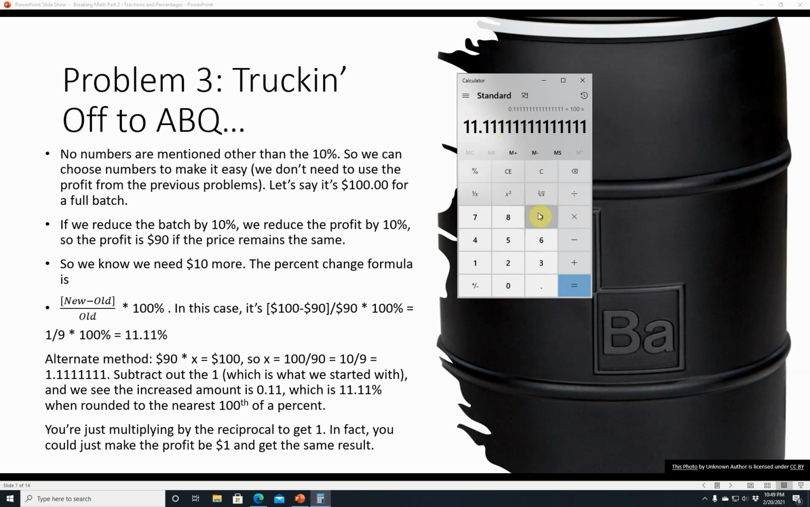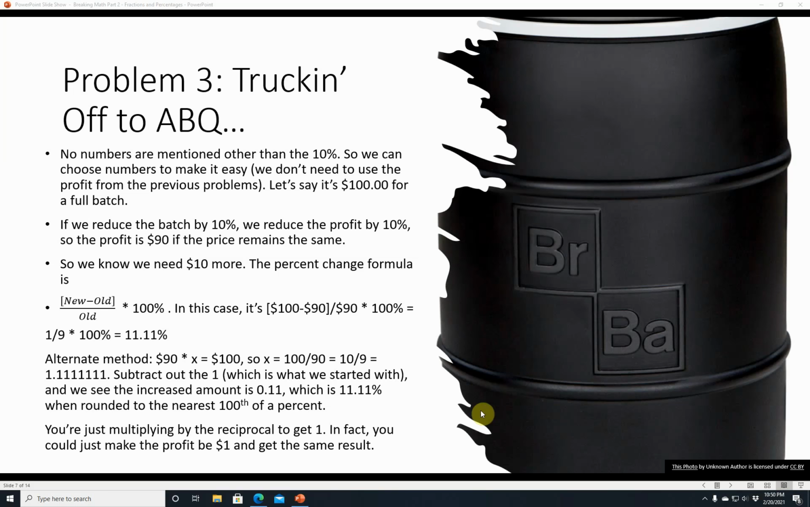And so you're just multiplying by the reciprocal to get 1. That's all you're doing here. So in fact, you can make the profit be 1 and get the same result because it would just be 1 over 0.9. So that's 1.11111111. Subtract the 1. Multiply by 100, and you get 11.11111%. All right, moving on to the next problem.